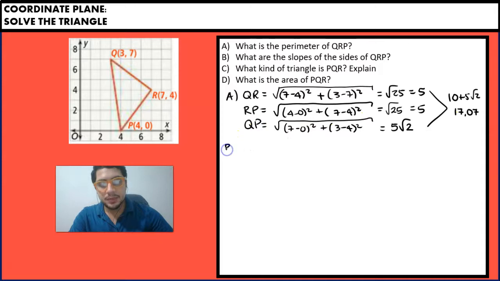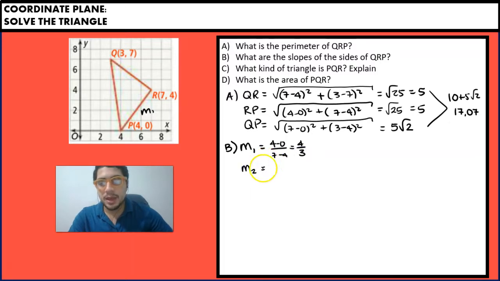Okay guys, now with B, we're going to find the slopes. Now we're going to find the slopes of each side. Let's find the slope of RP, or slope 1. Slope is y2 minus y1 divided by x2 minus x1. So it's going to be 4 minus 0 divided by 7 minus 4, which is going to be 4 divided by 3.